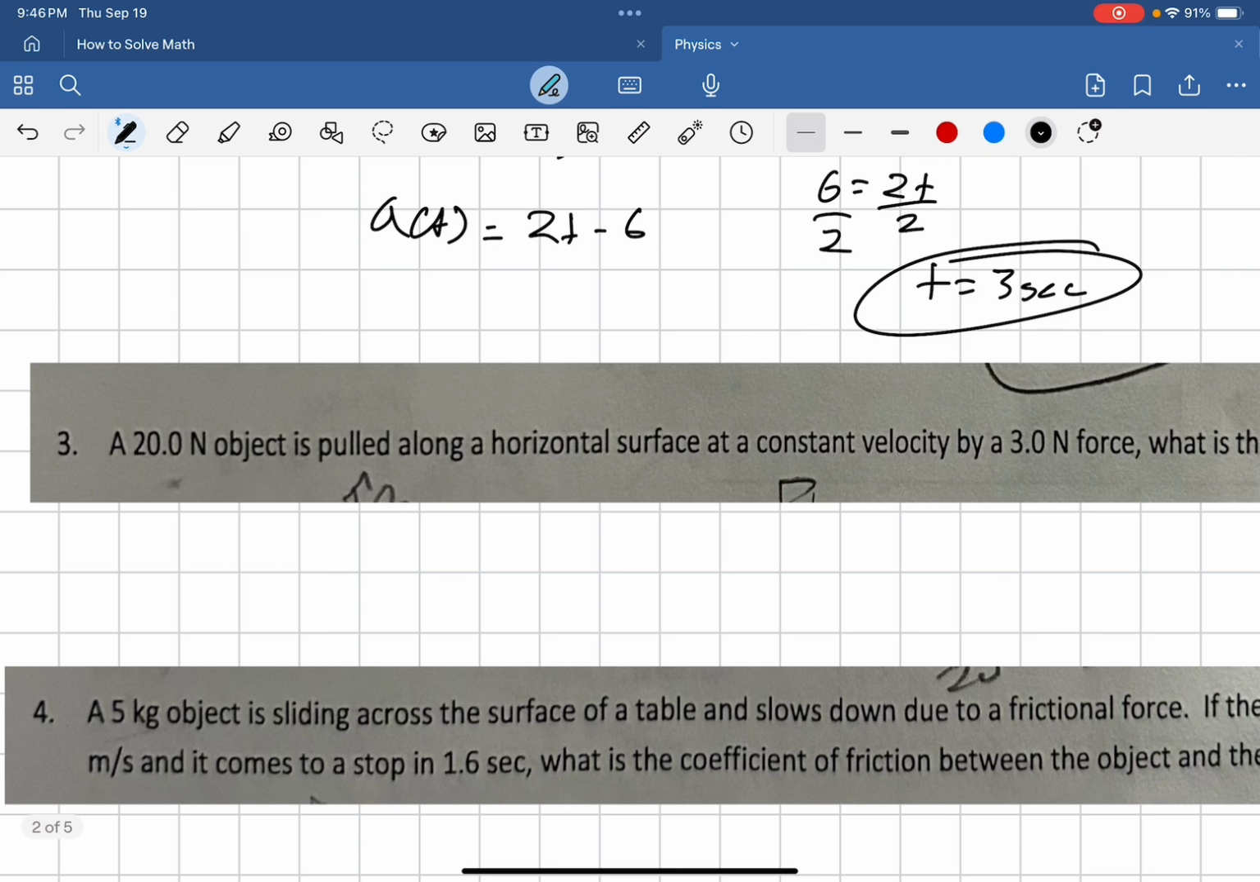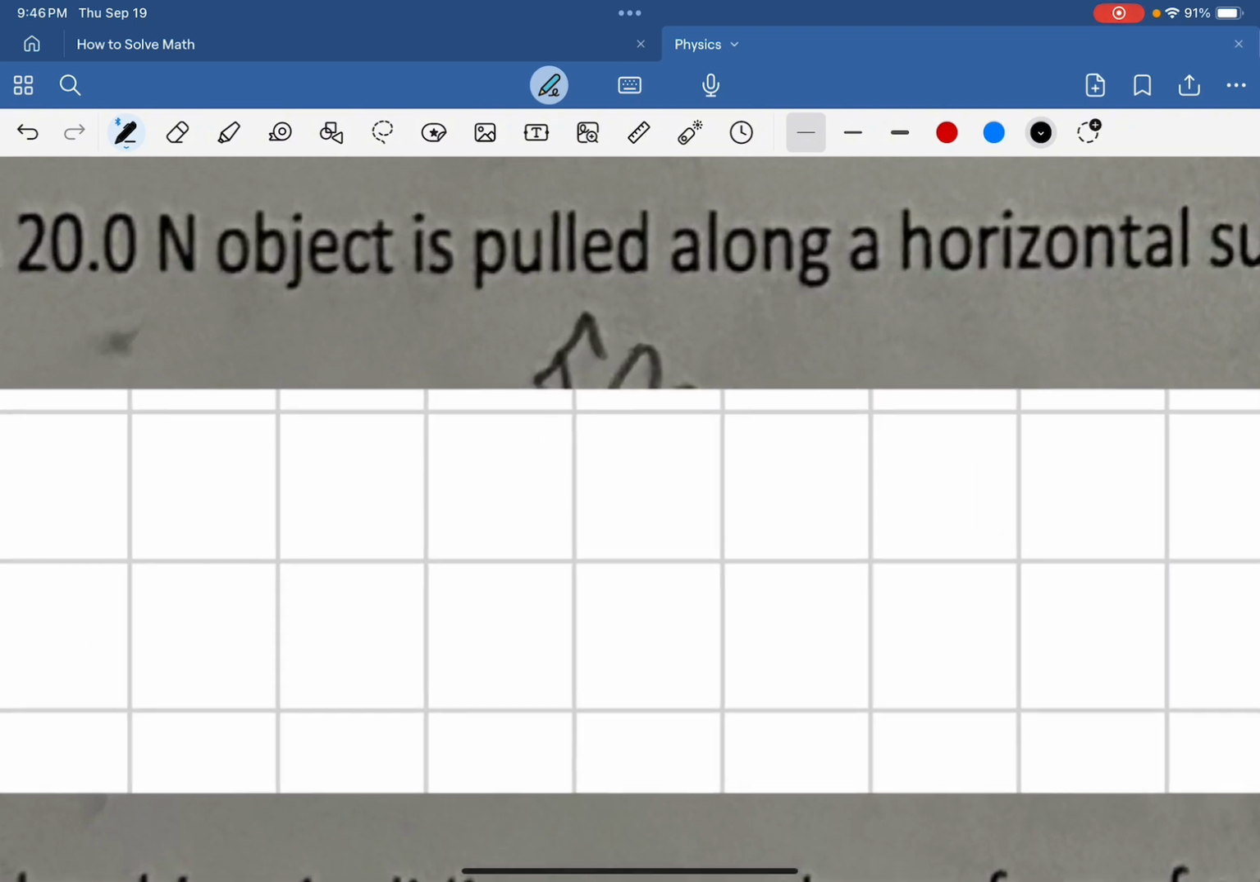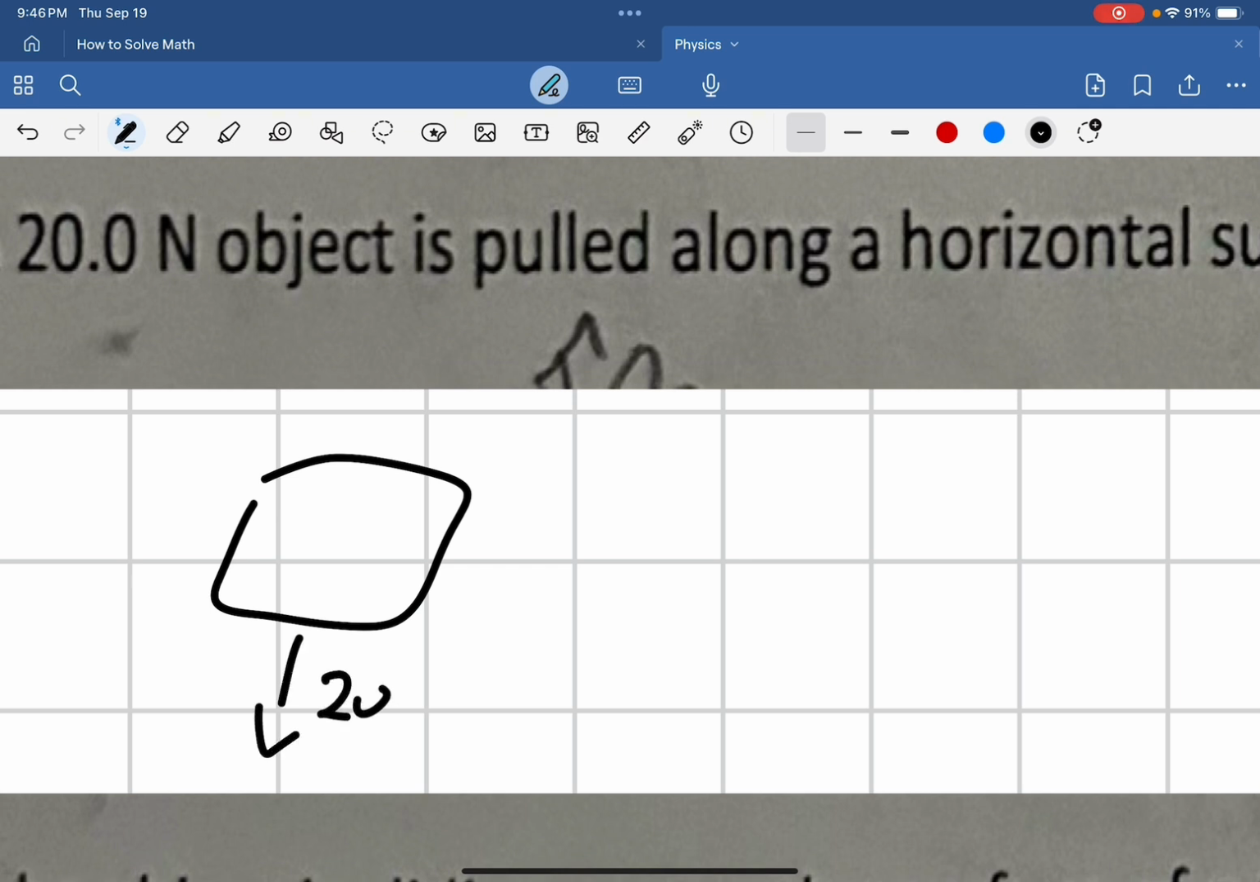Anyways, a 20 Newton object is pulled along a horizontal surface at a constant velocity by a 3.0 Newton force. What is the coefficient of friction? Basically, what this is saying is that the weight, force of gravity, is going to be 20 Newtons, which means that the object itself is 2 kilograms.